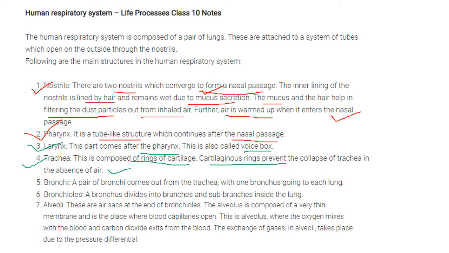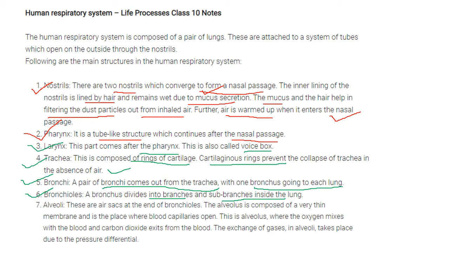That is why cartilaginous rings are present over there. And when the trachea ends, the bronchi are present. A pair of bronchi comes out from the end of the trachea, one bronchus going to each lung. As you know, we have two lungs. After the bronchi come the bronchioles, and these bronchioles are divided into branches and sub branches inside the lungs.